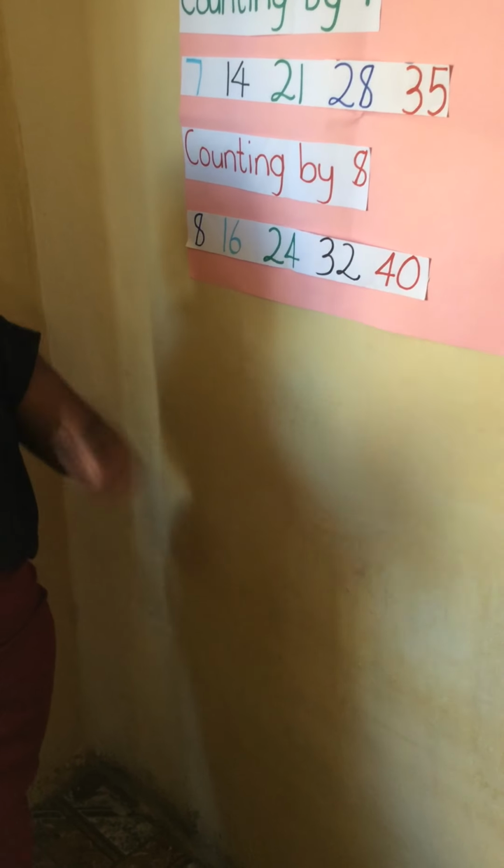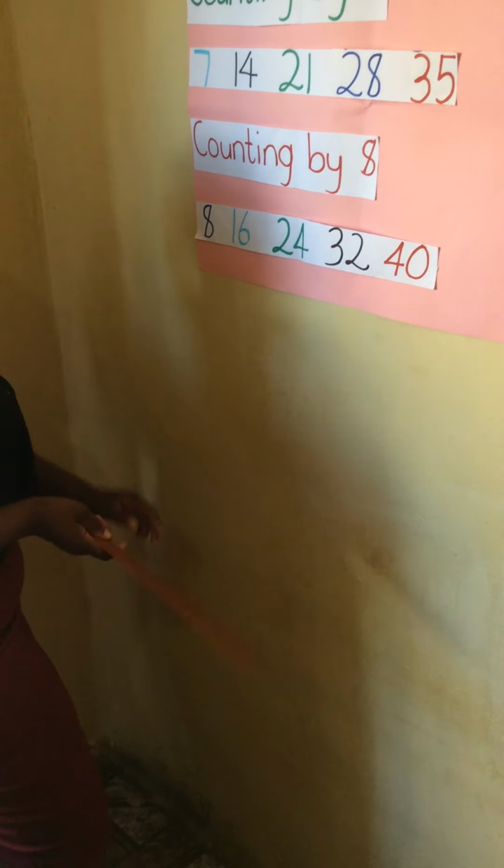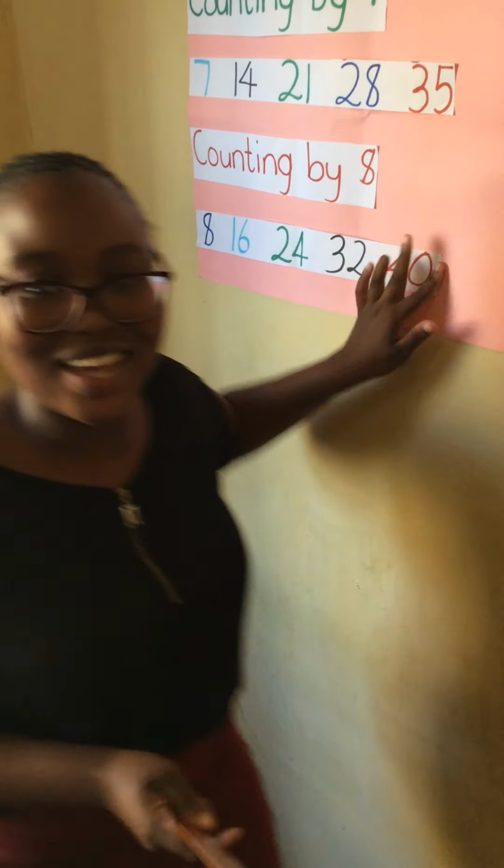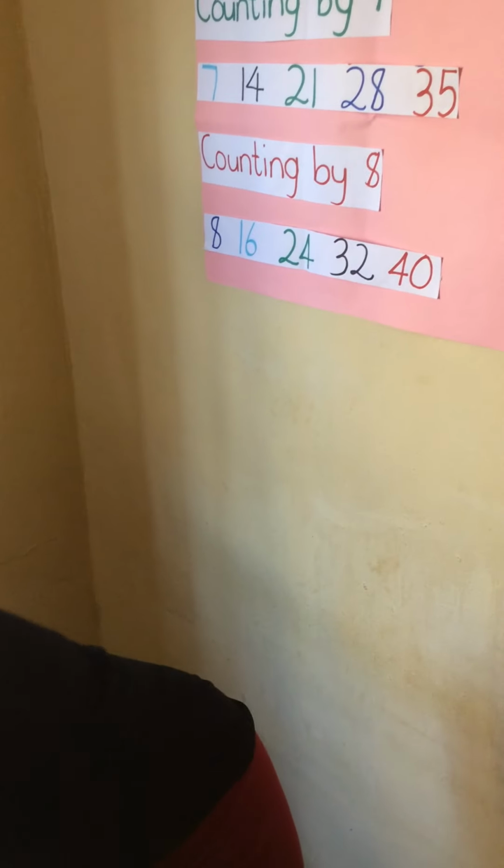That is how we count by 8. We say 8, 16, 24, 32, 40. And now, for the we do, we're going to do this chart together.